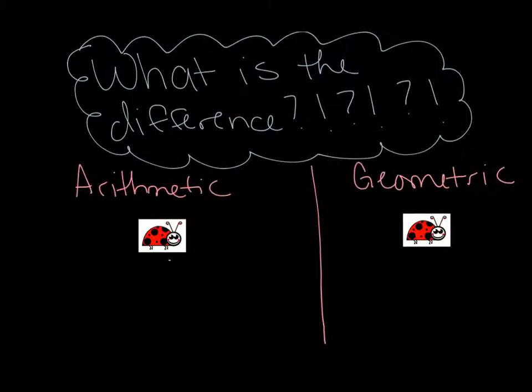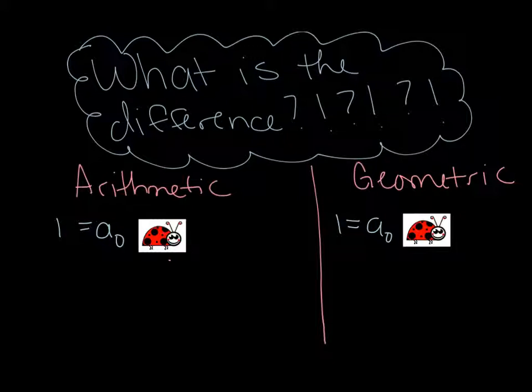Now, what's the difference? Arithmetic means that you're adding the same difference. So think about ladybugs. In this case, in a real life situation, you're always going to be starting out with a0. So like no time has passed. You're starting out with one ladybug in this case. So a sub 0 in this case is 1.